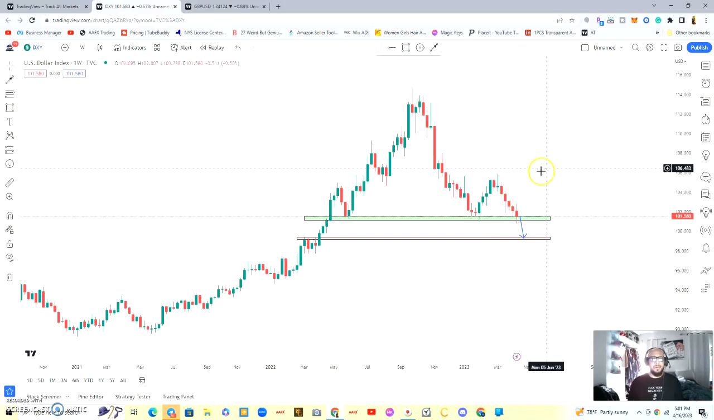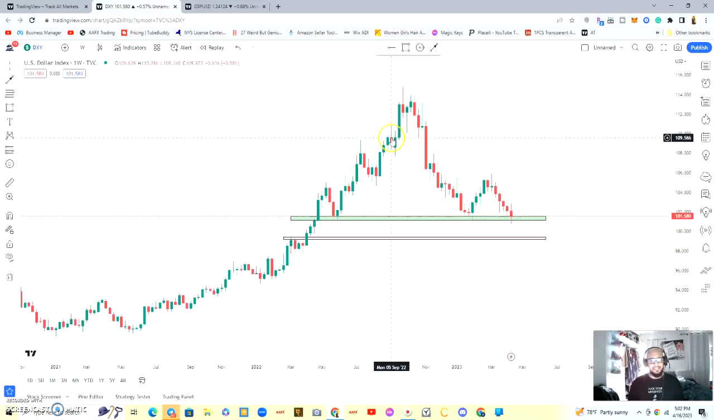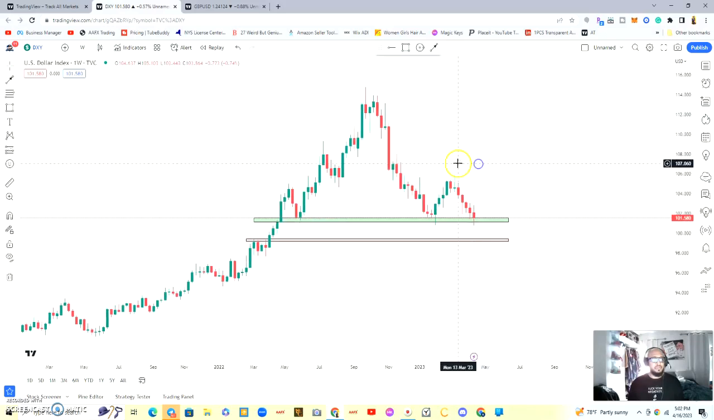So, even if we drop, matter of fact, we need closing candles. We need a nice closing candle below 100.80 to confirm further sales down to this next support, which is around 99.50. So we will see. This is going to be a great week. So pay attention to your support and resistance.